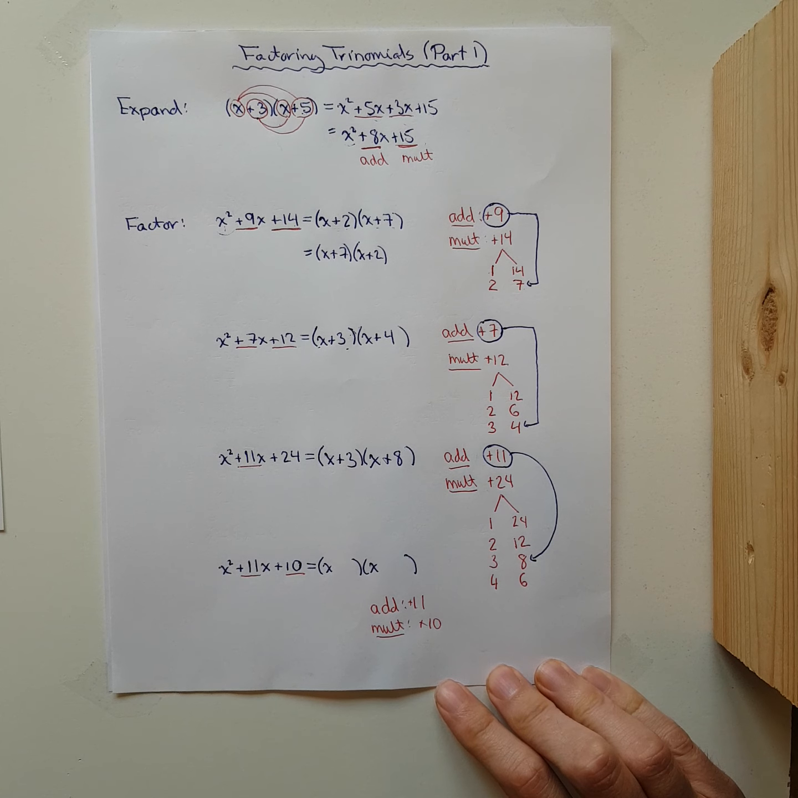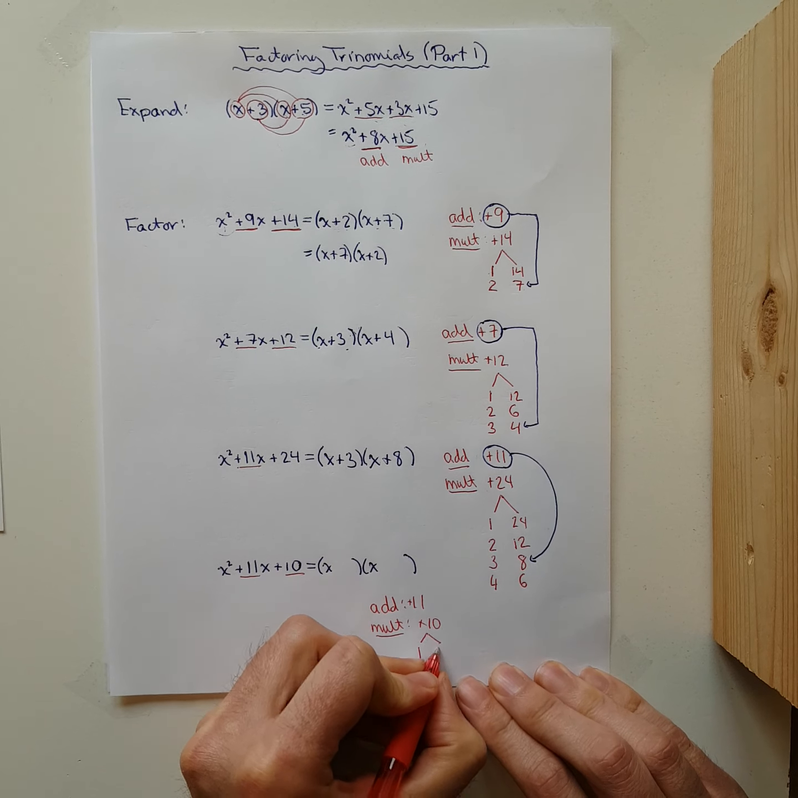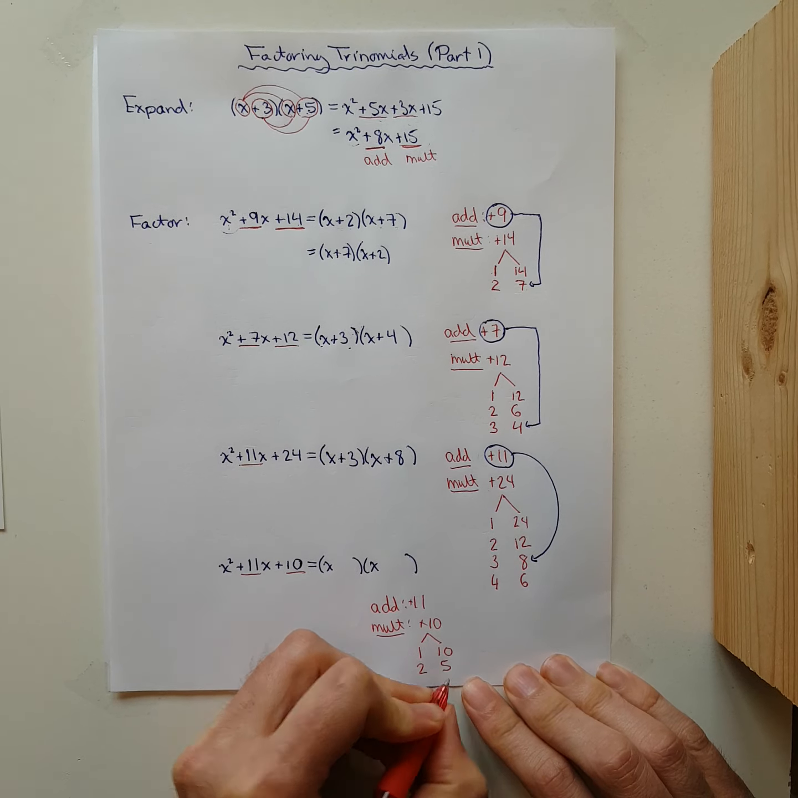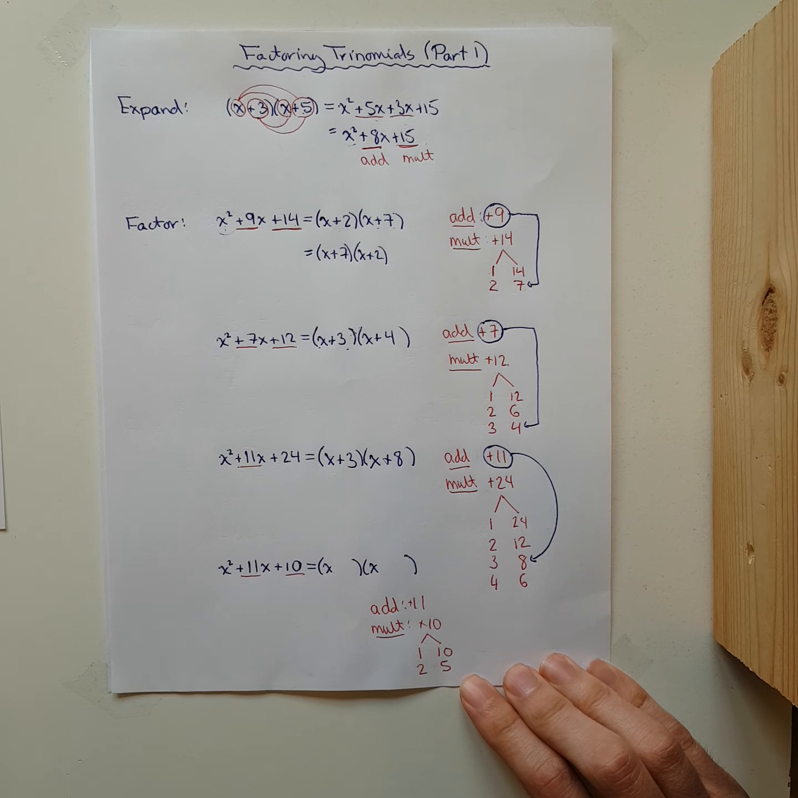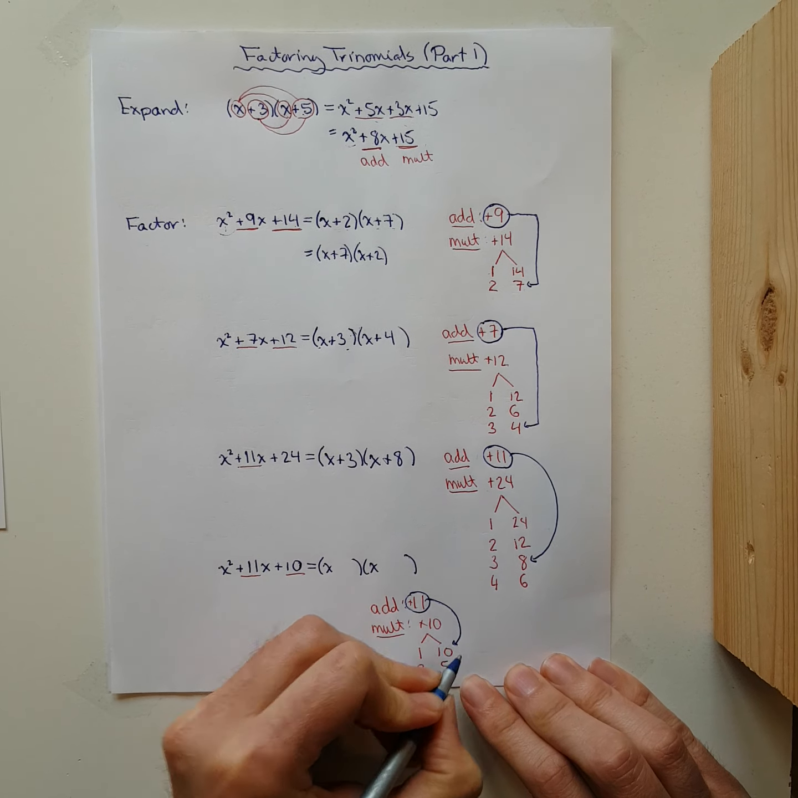So if I do that, I'm looking at how do I multiply to 10. So 1 and 10 will work, and 2 and 5 will also work, and I'm looking for the pair that will add to 11. In this case, that's this pair here.